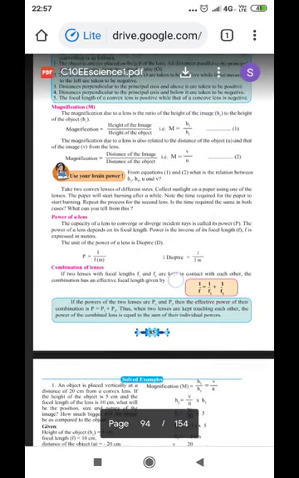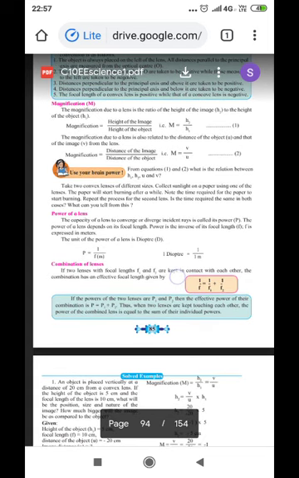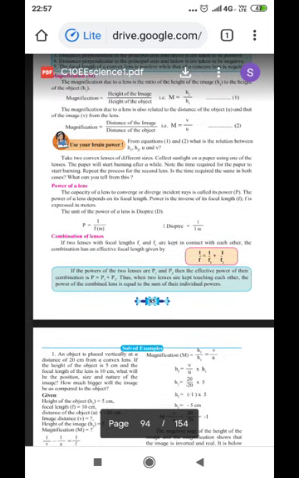Now, what will happen in case two lenses are being used together? That is a combination of lenses. For that, the formula is 1 upon f equals 1 upon f1 plus 1 upon f2.